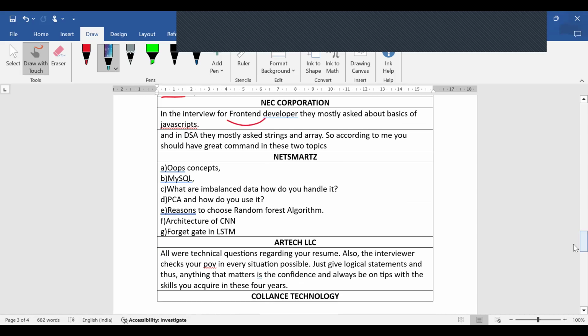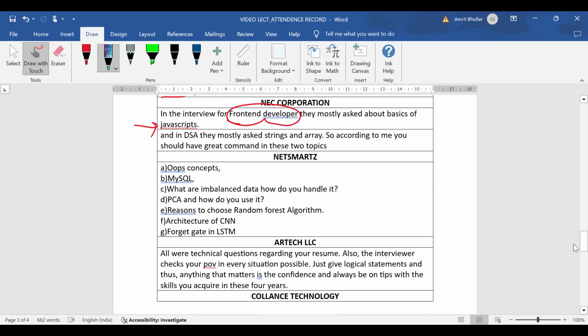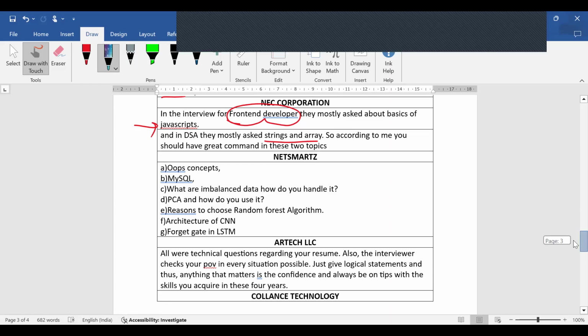If you apply for front end developer, most of the questions they will ask you will be from JavaScript. And in DSA, they mostly ask questions from strings and arrays. So I think that you know, if you are right now studying data structures and algorithms, which portions you should give more weightage to. According to me, you should have great command over these two topics if you are applying for this company.